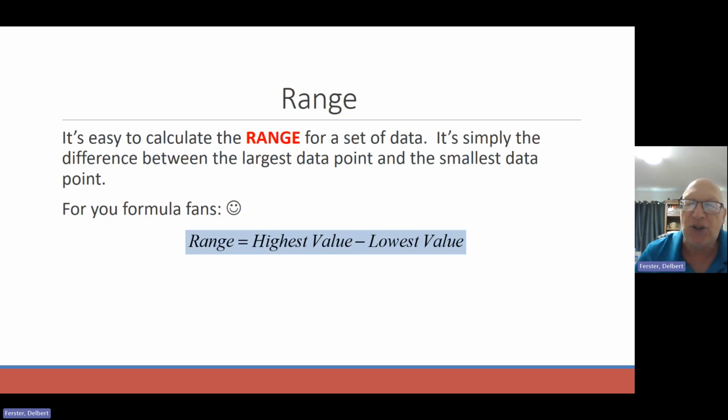All right, calculating a range, it's a piece of cake. It's simply a difference. It's how much bigger is the big guy than the little guy. So for those of you who are formula fans, the range is found by taking the highest data point and subtracting the lowest data point.